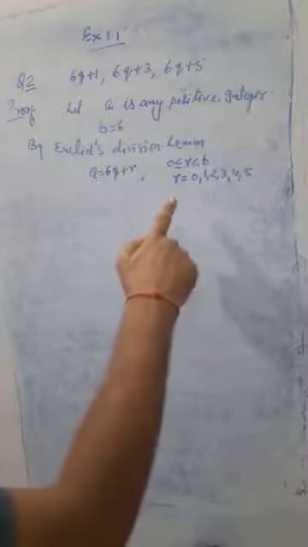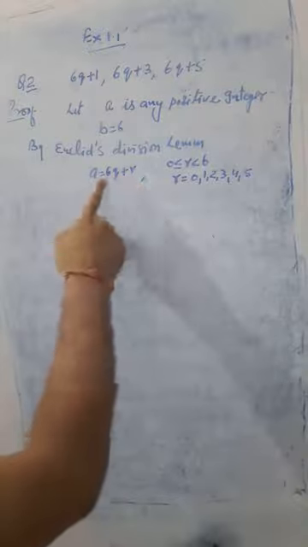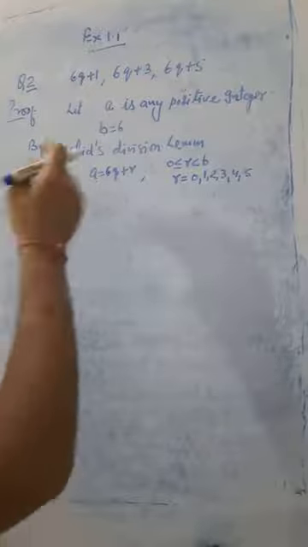So now we have to prove that any odd number is represented only by these three terms. We take r is equal to 0, 1, 2, 3 one by one, put it in this form, solve, and show the required result.